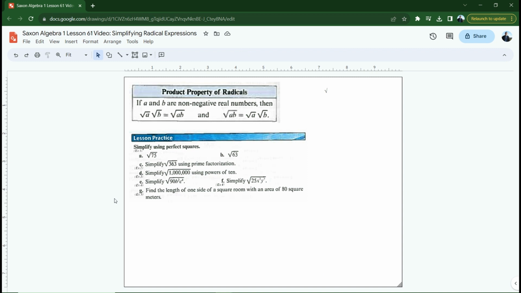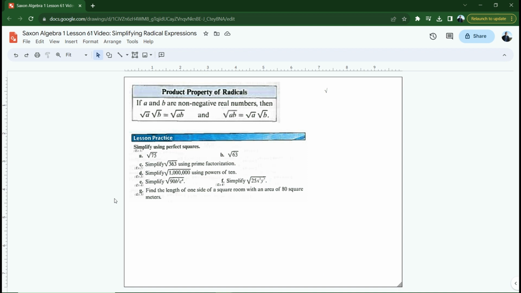And here's the thing. In this lesson, we are going to start requiring something called simplified radical form, which means that you are going to simplify an expression the furthest you possibly can, and it's still going to have a square root symbol in it.